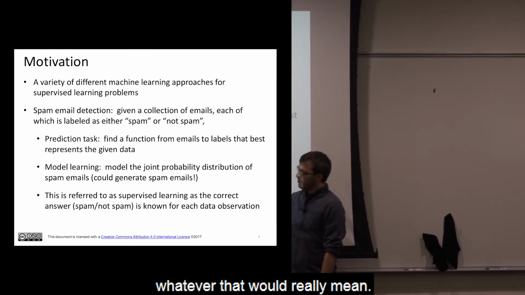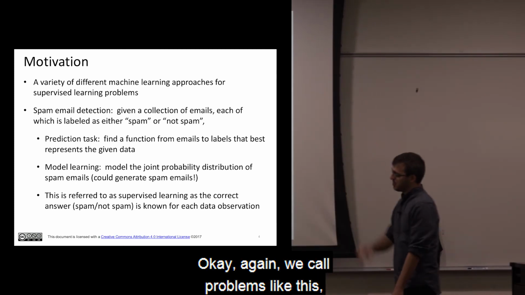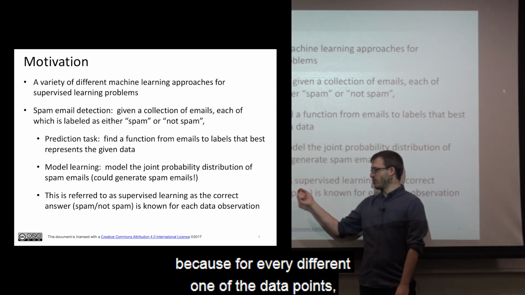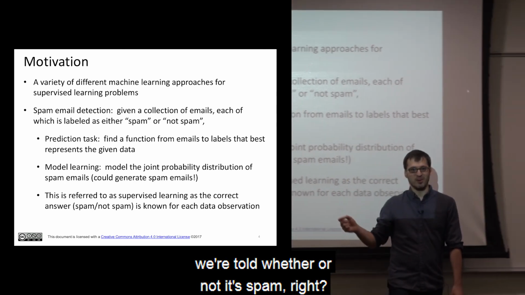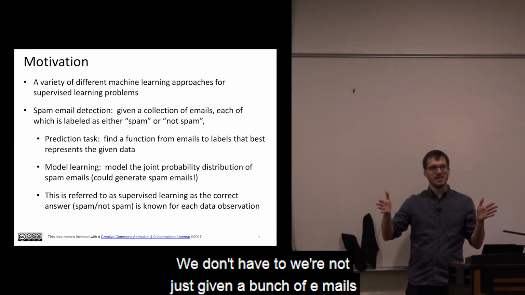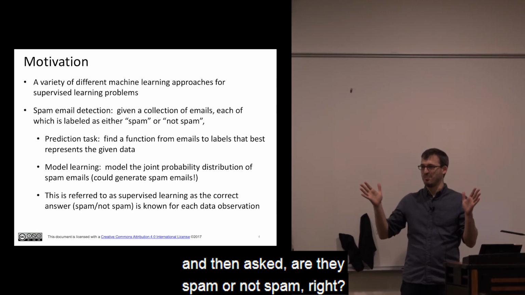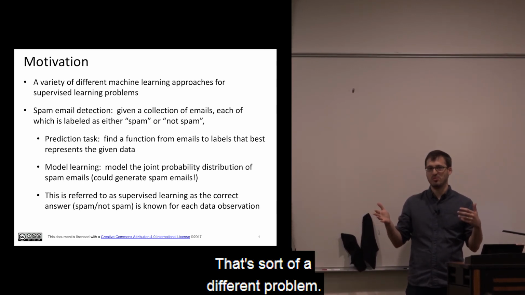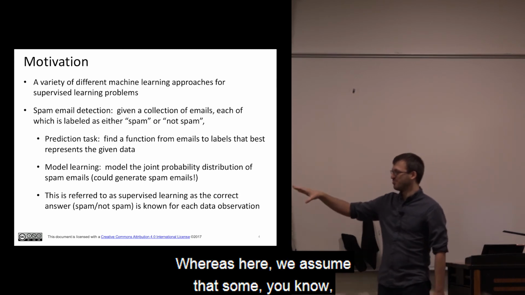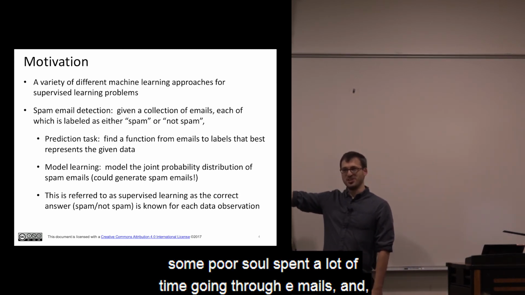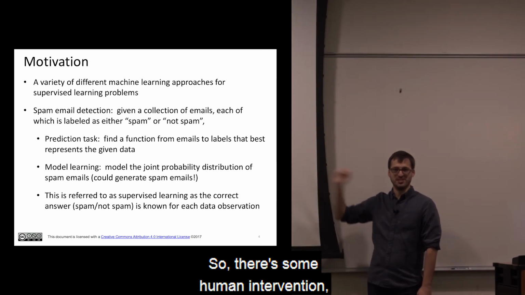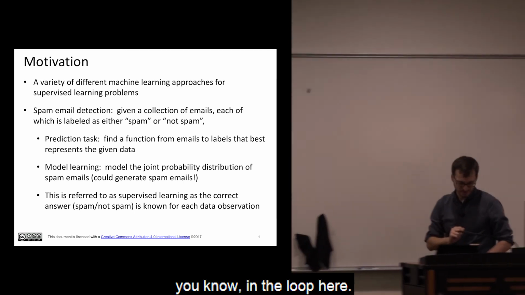We call problems like spam email detection supervised learning because for every one of the data points, we're told whether or not it's spam. We're not just given a bunch of emails and then asked, are they spam or not spam? That's a different problem. We don't know what the right answers are in that scenario. Whereas here, we assume that some poor soul spent a lot of time going through emails and saying spam, not spam. So there's some human intervention in the loop here.